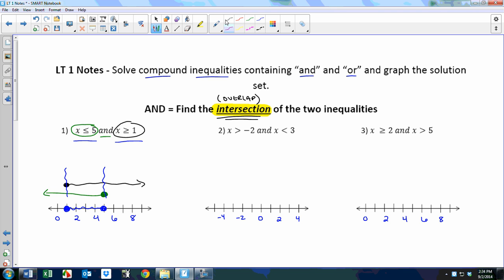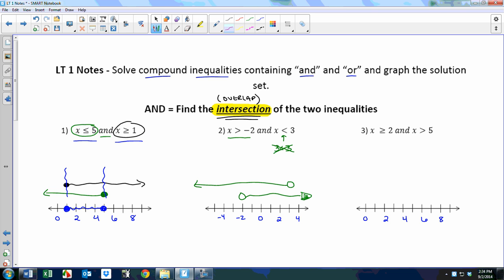Number 2, x is greater than negative 2. So open circle at negative 2, shade to the right. X is less than 3. Open circle, shade to the left. Just a quick reminder, it's always open circles when there's not an equal to, because you're telling the reader that 3 is not less than 3, so you put an open circle at 3.